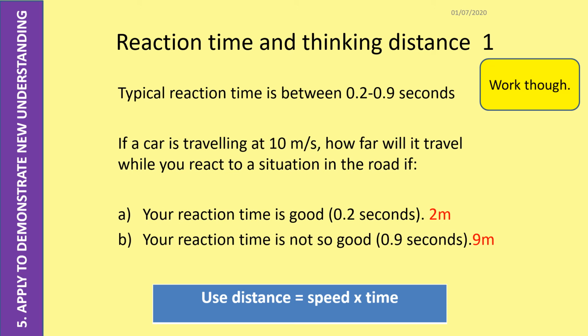To work this out, we can use our previously used formula, distance equals speed times time. And if you substitute in the figures, you'll see that if your reaction time is good, your thinking distance is short, about 2 meters, and if your reaction time is not so good, then your thinking distance is quite a bit longer, 9 meters. And you work that out just by using distance equals speed times time.